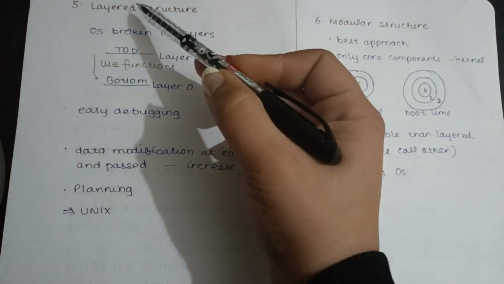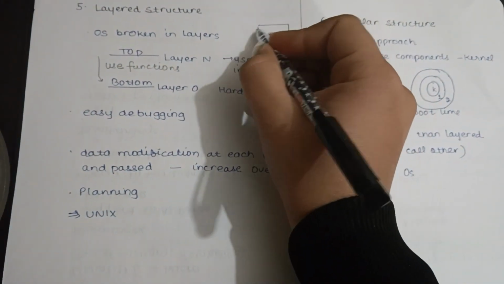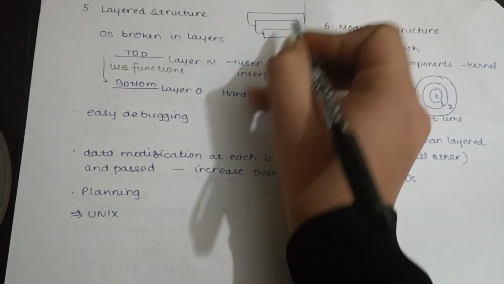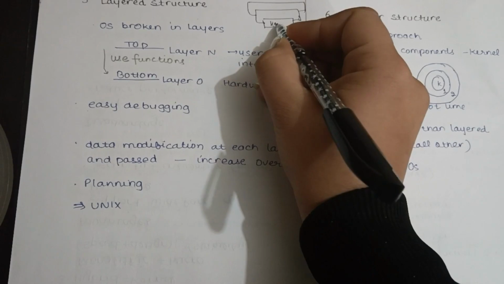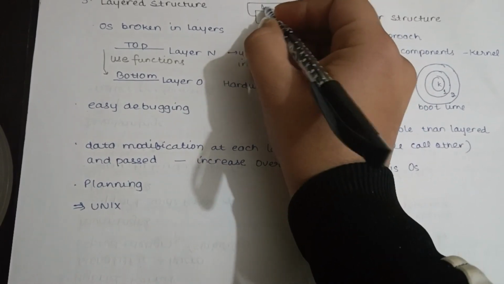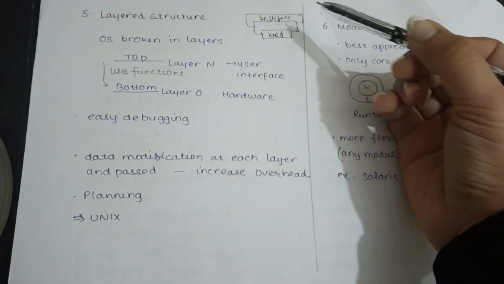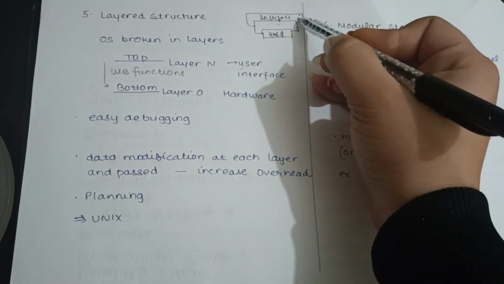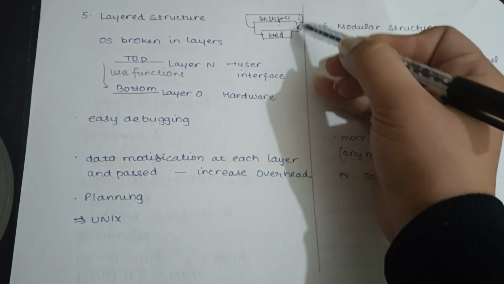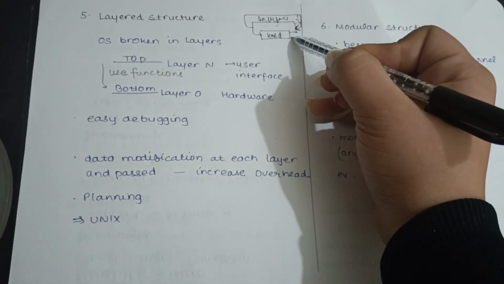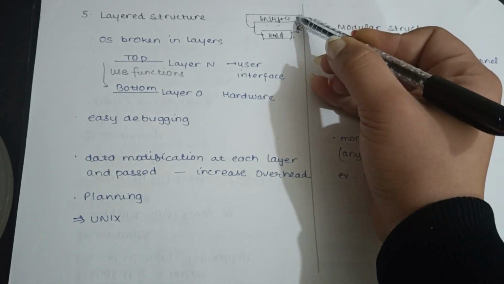The next type is the layered structure. Here the operating system is divided into layers. We have the entire system divided into layers. Layer 1 is the hardware layer, and the topmost one is the interface or user layer. It is designed in such a way that the upper layer is dependent on the lower layer, so the top layer uses the functions of the lower layer. The bottom layer is the hardware layer and the topmost layer is the user interface layer.